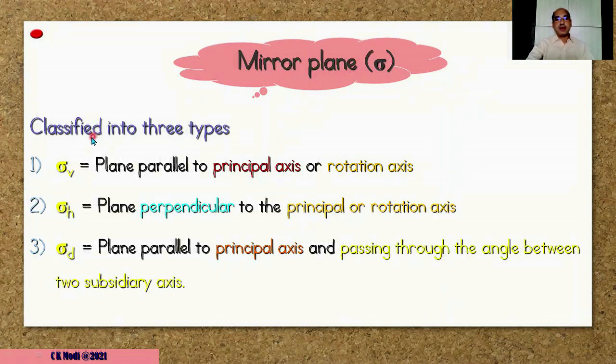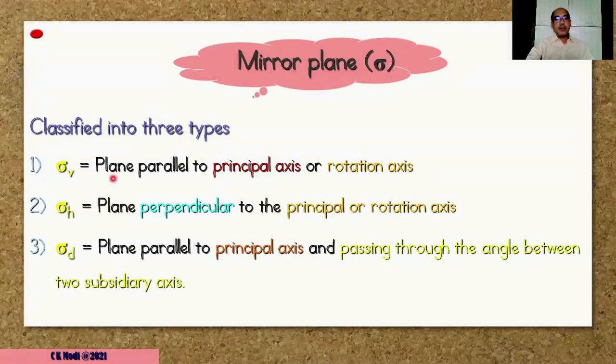Now, mirror plane, there are three types. Actually, there are three types of mirror plane. They are classified into three categories: sigma V, sigma H, and sigma D. Now, what do you mean by sigma V? Sigma V plane is called the vertical mirror plane. V stands for vertical. Now, what are the conditions of this vertical plane?